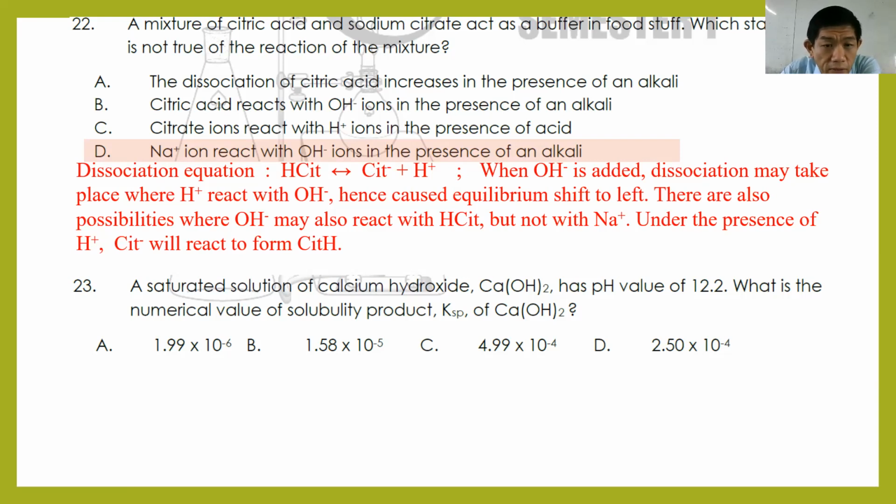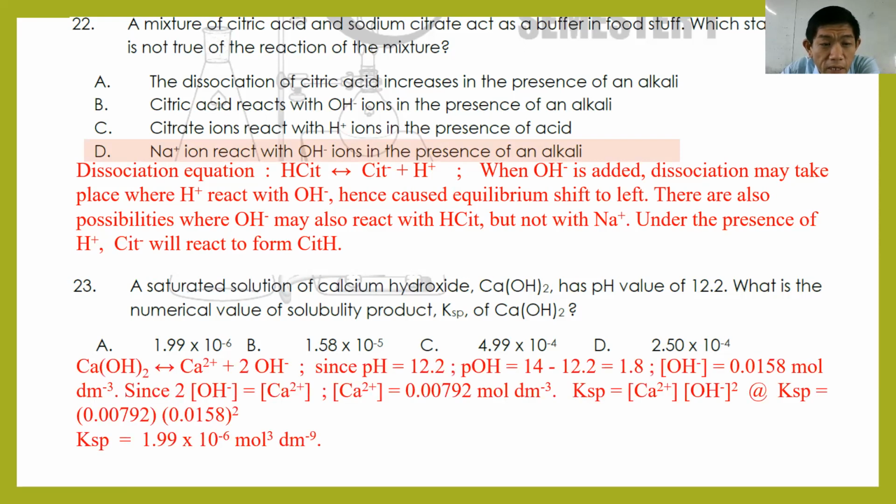Then we have 23. A saturated solution of calcium hydroxide, Ca(OH)2, has a pH value of 12.2. What is the numerical value of the solubility product? So in here you use Ca(OH)2, you get Ca2 plus and OH minus. Since the pH of the solution is 12.2, you get the pOH. Then you get the mole of the hydroxide ion, which is 0.0158 mole per decimeter cube.